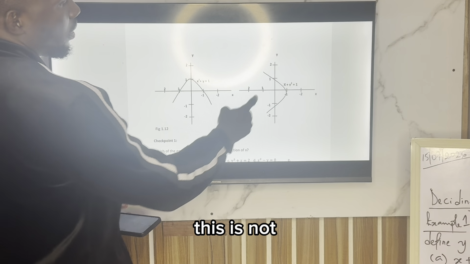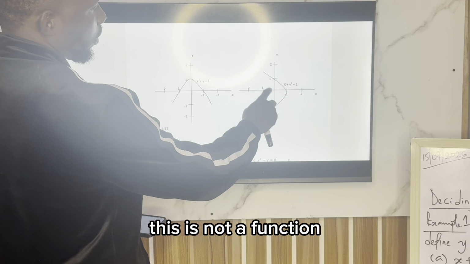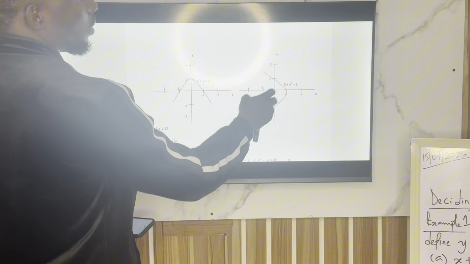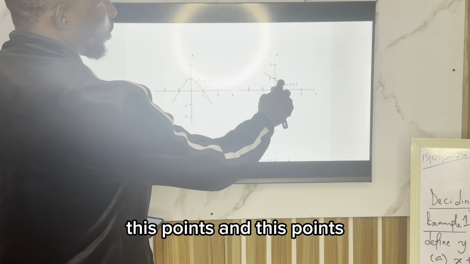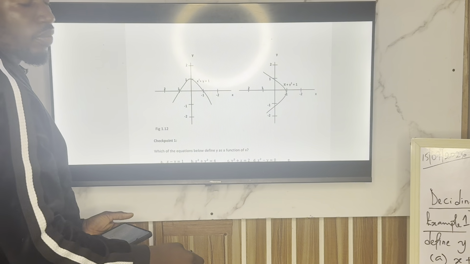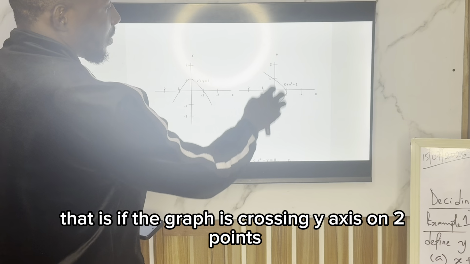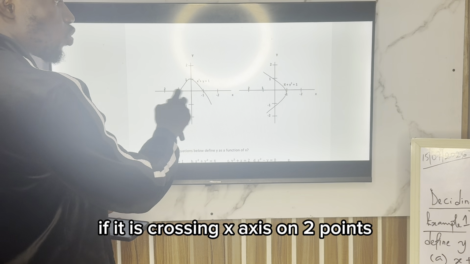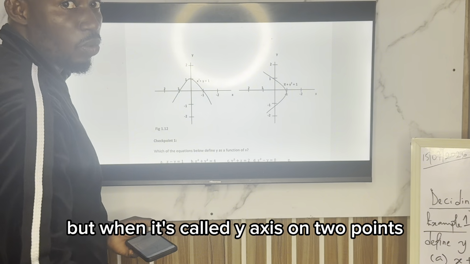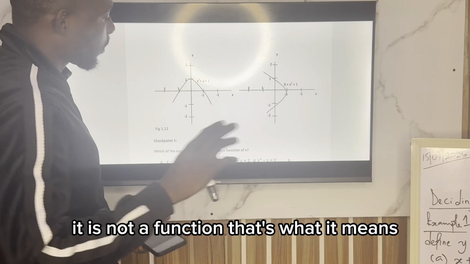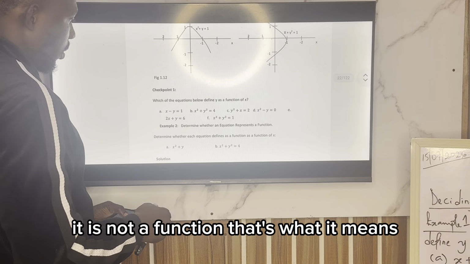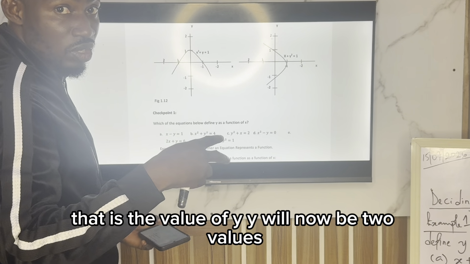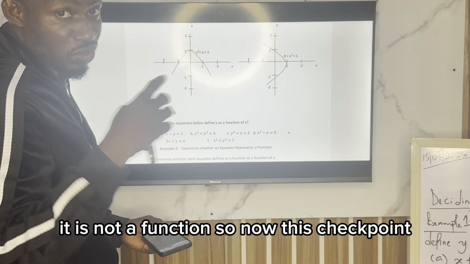Are you getting it? This is not a function because it's cutting the y-axis on 2 points, this point and this point. That is, if the graph is cutting the y-axis on 2 points, it is not a function. If it is cutting the x-axis on 2 points, it is still a function. But when it cuts the y-axis on 2 points, it is not a function. That's what it means. That is, the value of y will now be 2 values. So when the value of y is 2 values, it is not a function.